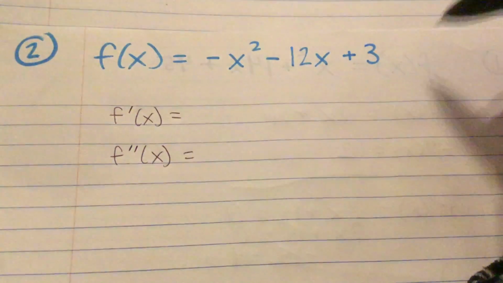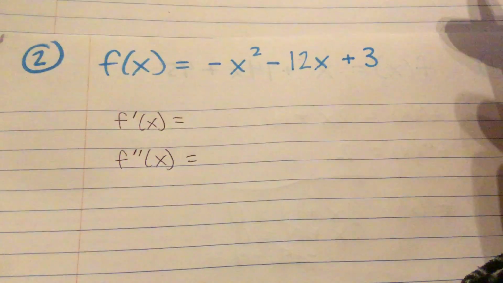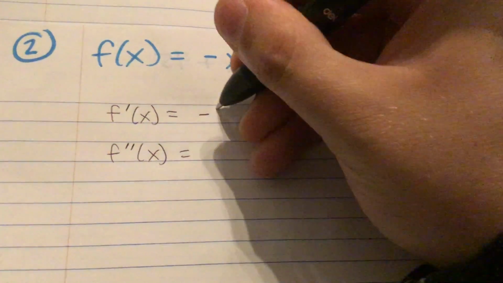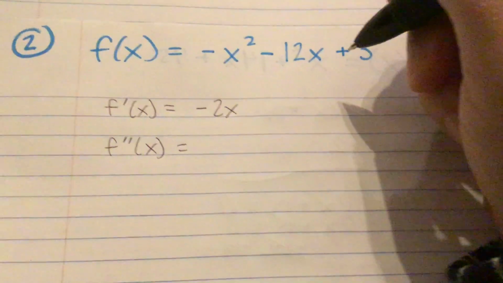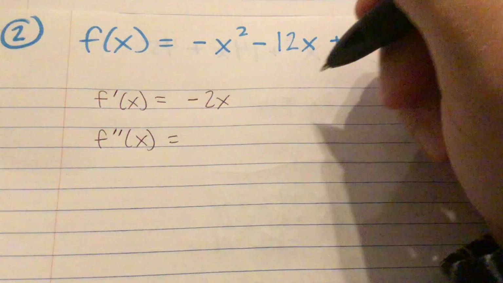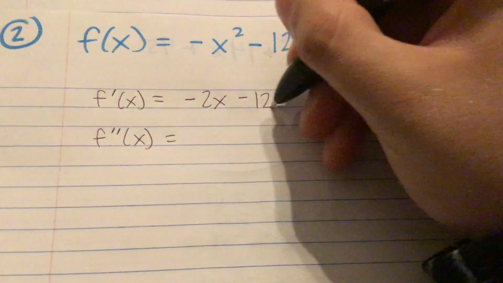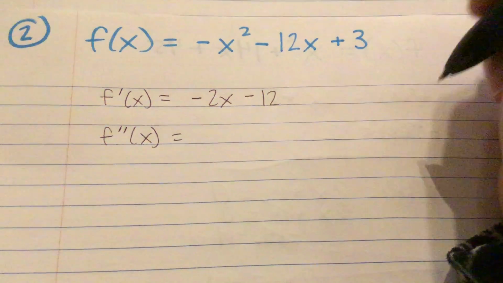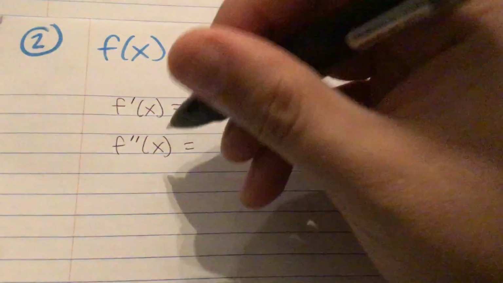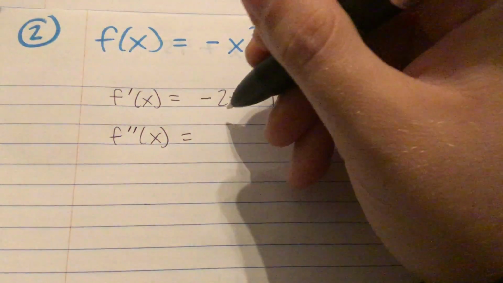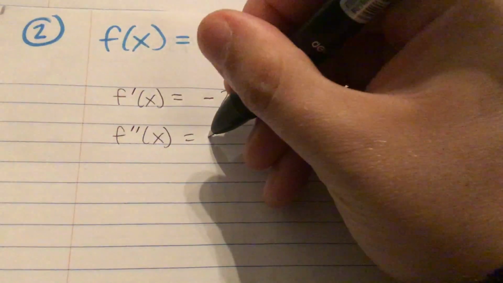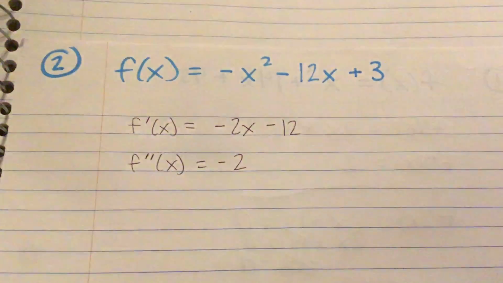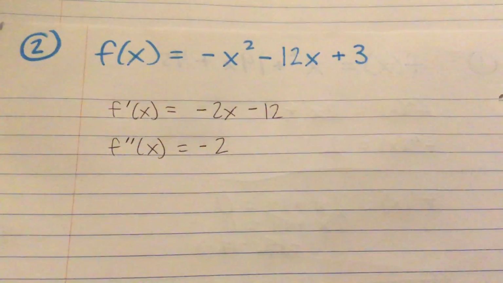All right, so let's take the derivative of f with respect to x. Derivative of negative x squared will be negative 2x. And the derivative of negative 12x will be negative 12. And the derivative of positive 3 is going to be 0. Now, let's take the second derivative. So the derivative of negative 2x is going to be negative 2. And the derivative of negative 12 is a constant, that's 0.